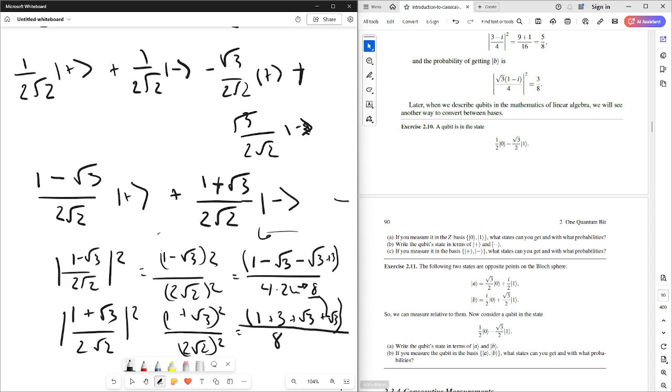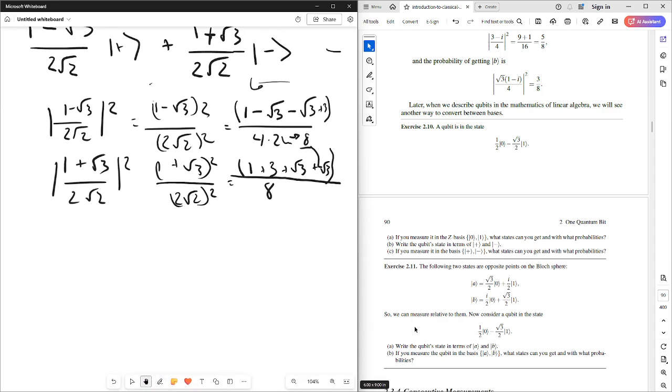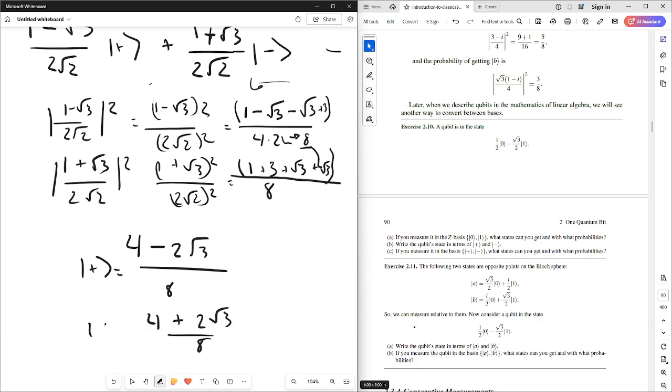So we wind up with (4 minus 2 square root of 3) over 8, and, excuse me, (4 plus 2 square roots of 3) over 8. Let me just verify that in the solutions section, 2.10.